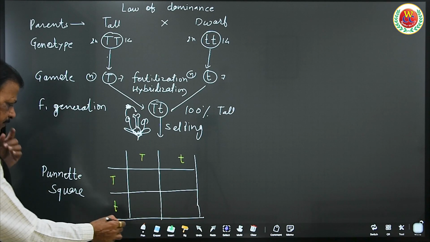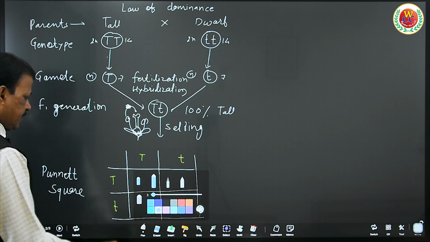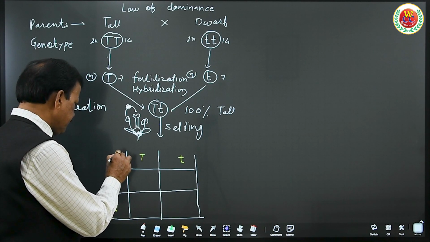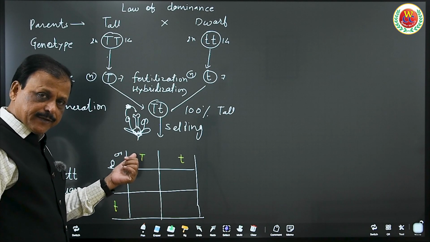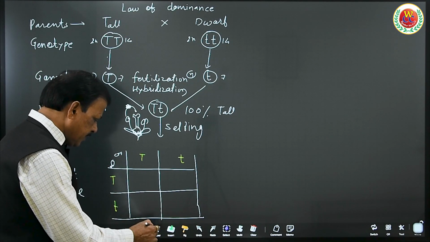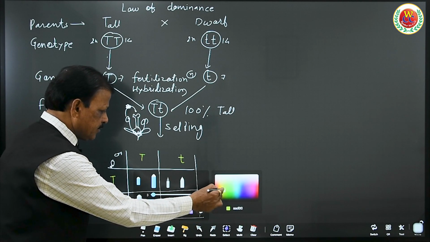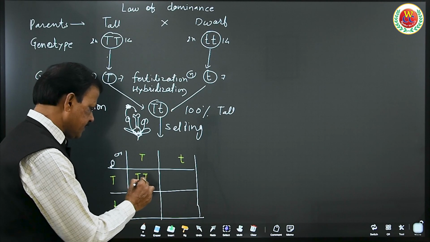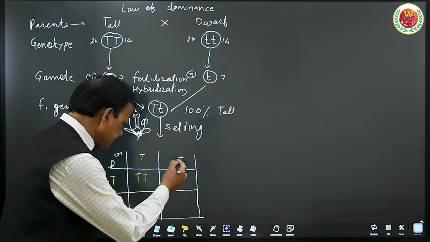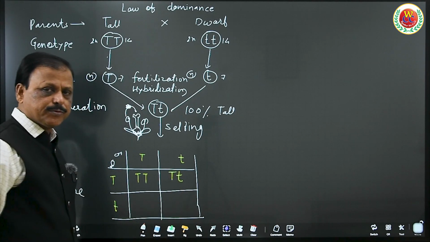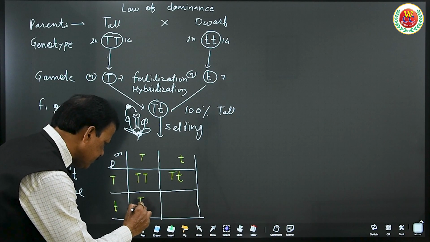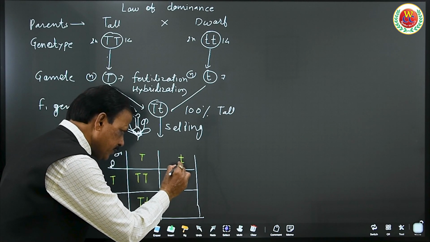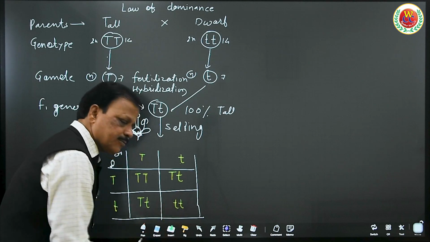Punnett square. So here the Punnett square helps to know that when this egg cell is fertilized by pollen grain having capital T, it will produce a genotype with capital T, a tall plant. When this is crossed with this one, it will produce a zygote with capital T, small t, this one with capital T, small t, and this egg, which is fertilized by pollen grain having small t, will have small t, small t.